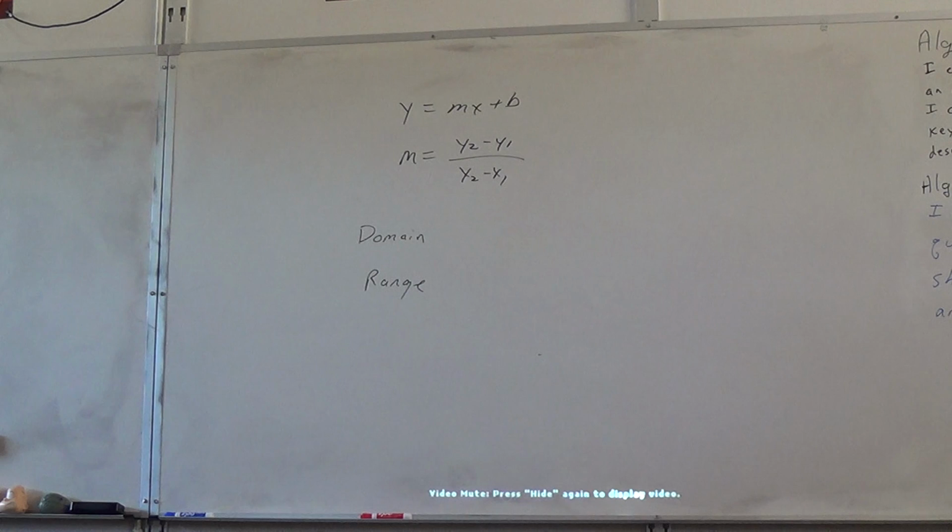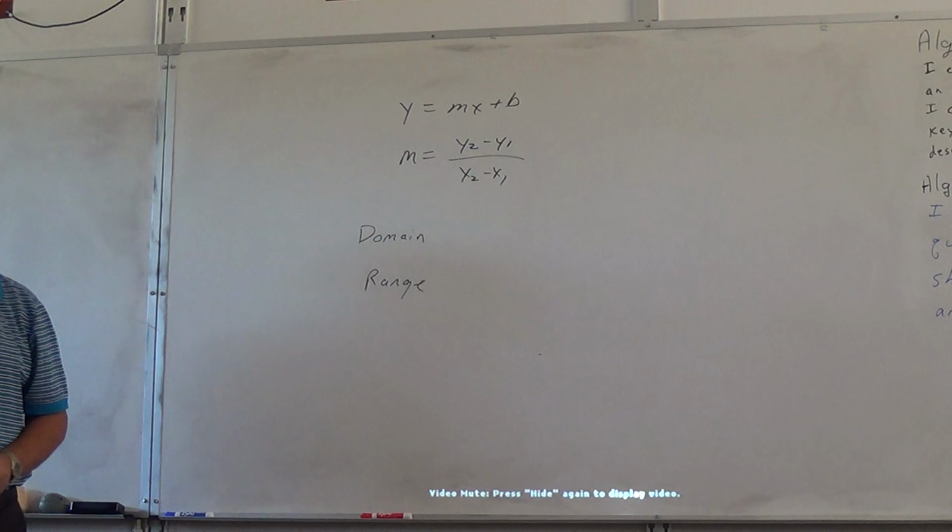Okay, what's the domain? What's domain mean? What's it measure? AJ? The input values. Okay. Domain is a collection of the input values, and range. Good. Range is a collection of the output values.